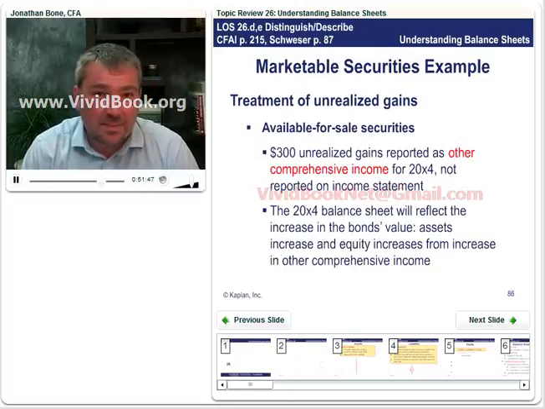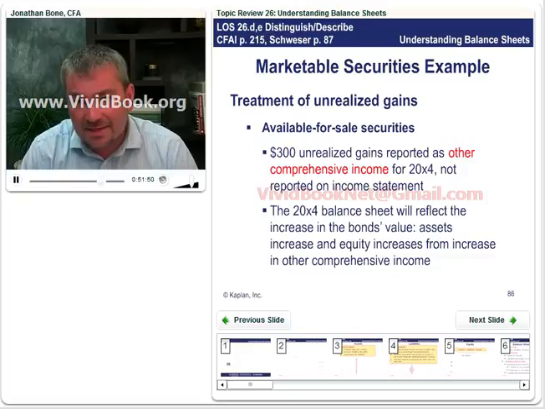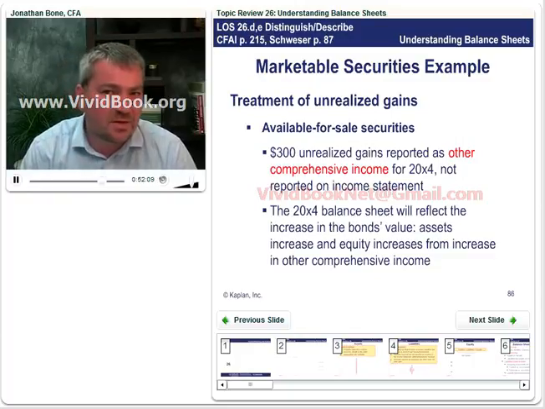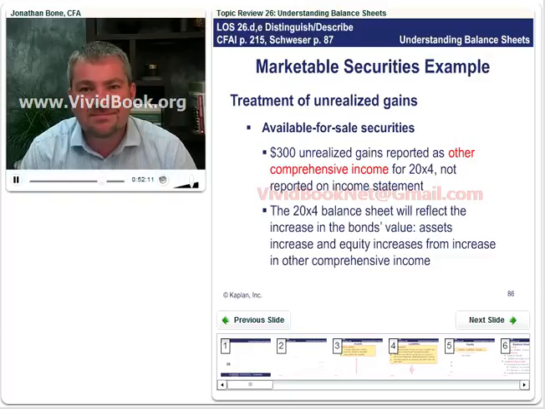Available for sale. In terms of the balance sheet asset, the same as the trading securities. In other words, we'll now show the balance sheet asset at $30,300. So we've got a $300 unrealized gain. The big difference is where it goes. It does not go via the income statement. Instead, we're going directly into stockholders' equity. It's treated as one of these comprehensive income items.